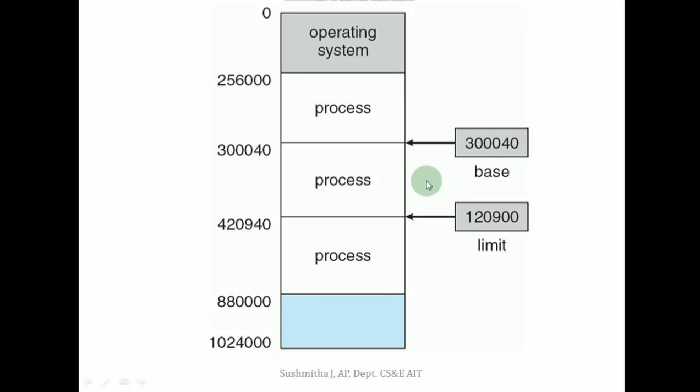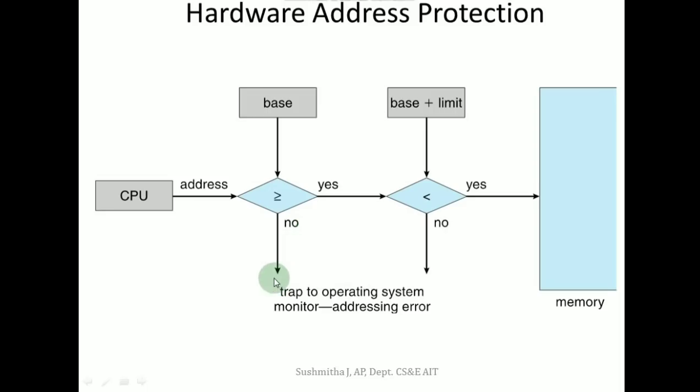If it is exceeding the base plus the limit, for example if it is making an access to 420,941, it is again illegal. It is making an access to another process. So if it is missing this range, it would be treated as an addressing error. If it is within the range, it shall be mapped to that particular memory. So this will ensure protection.